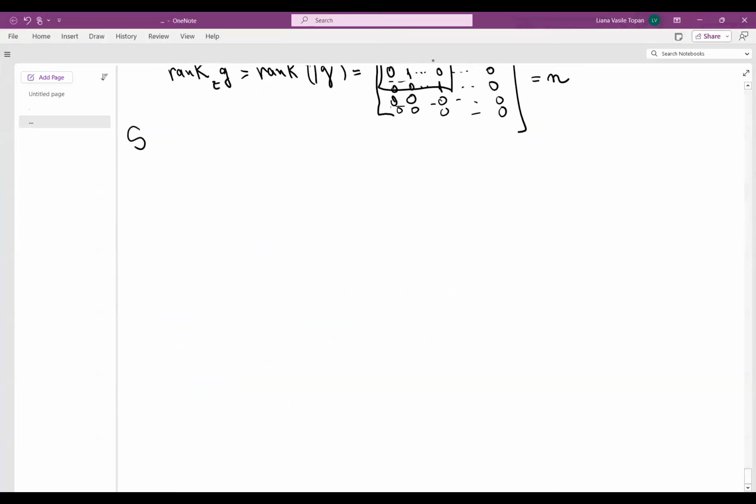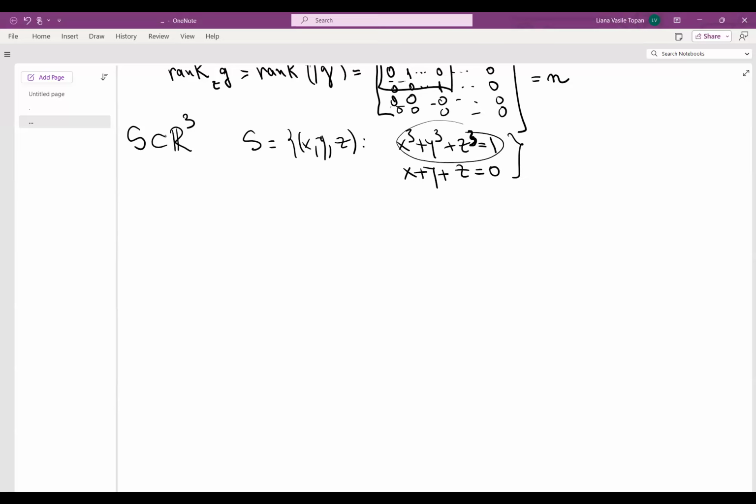All right, so we take the following set, a subset of R cube, defined like that. So all triples x, y, and z such that x cube plus y cube plus z cube is equal to 1, and x plus y plus z is equal to 0. So you see, you have the intersection between some surface, x cube plus y cube plus z cube equals 1, and the plane x plus y plus z equals 0.